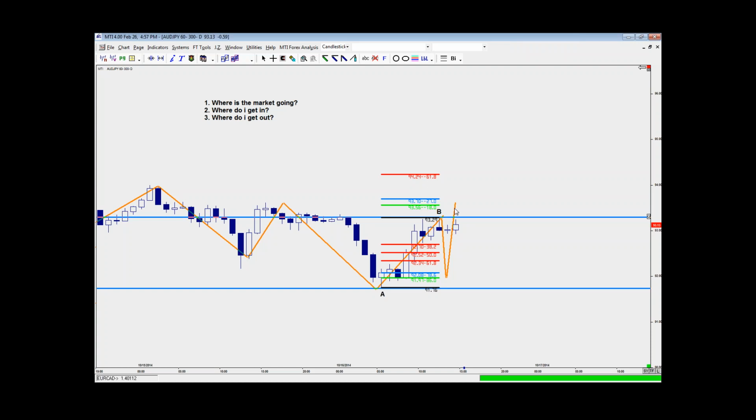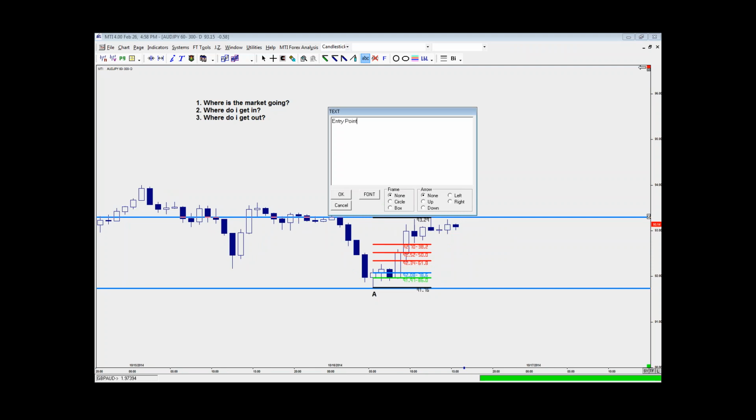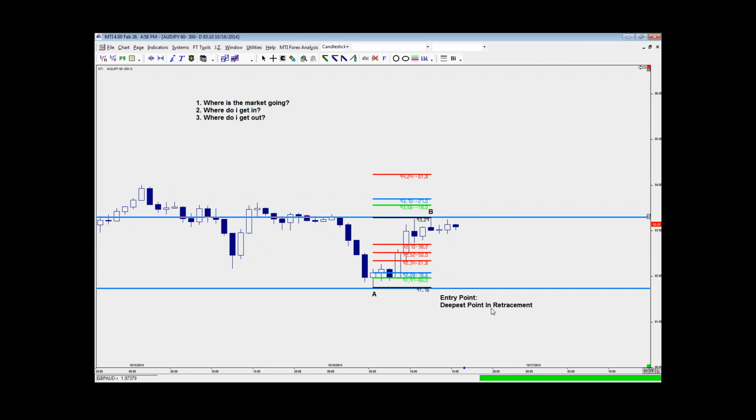I know it's very 101, it's very elementary, but it doesn't matter. It's once again all about do you believe you can do this. So let me just clean this up real quick, and let's just show you how this holds true. What I'm looking for right now is my entry point, I'm looking for the deepest point in retracement.